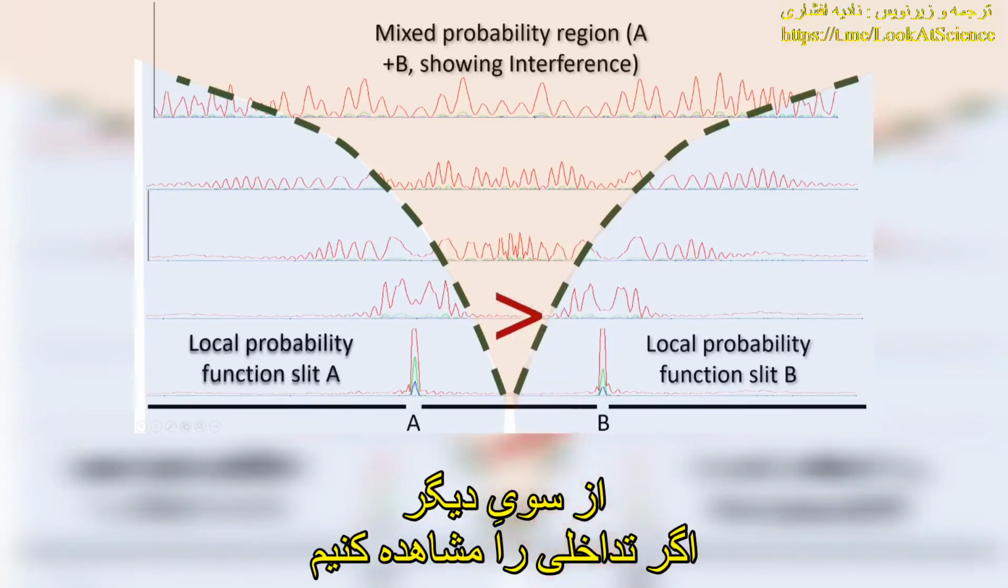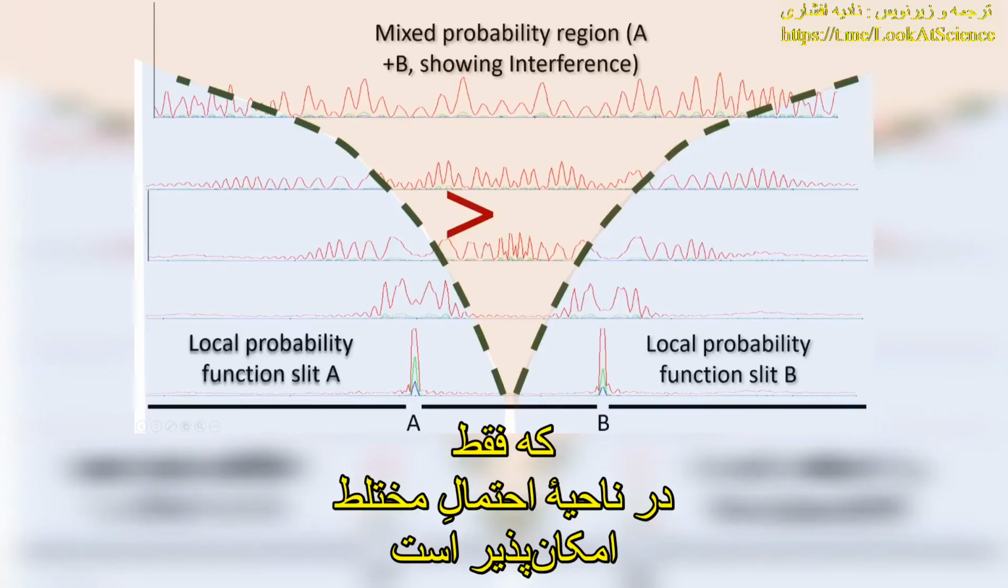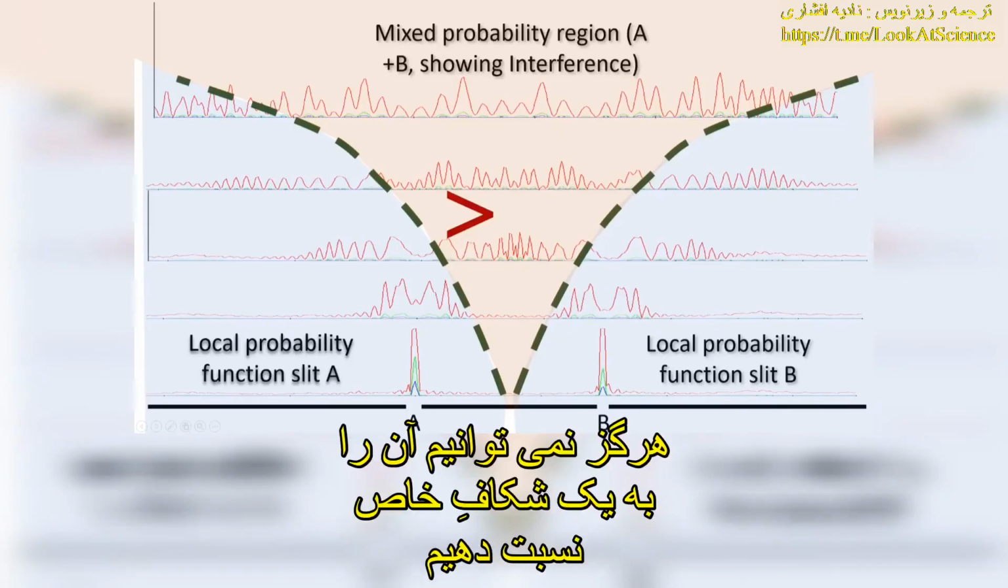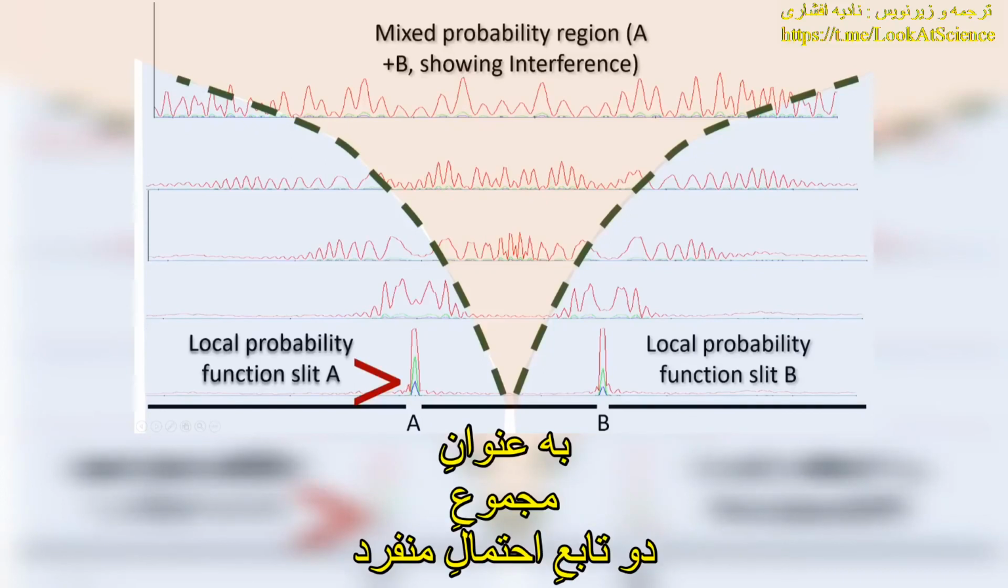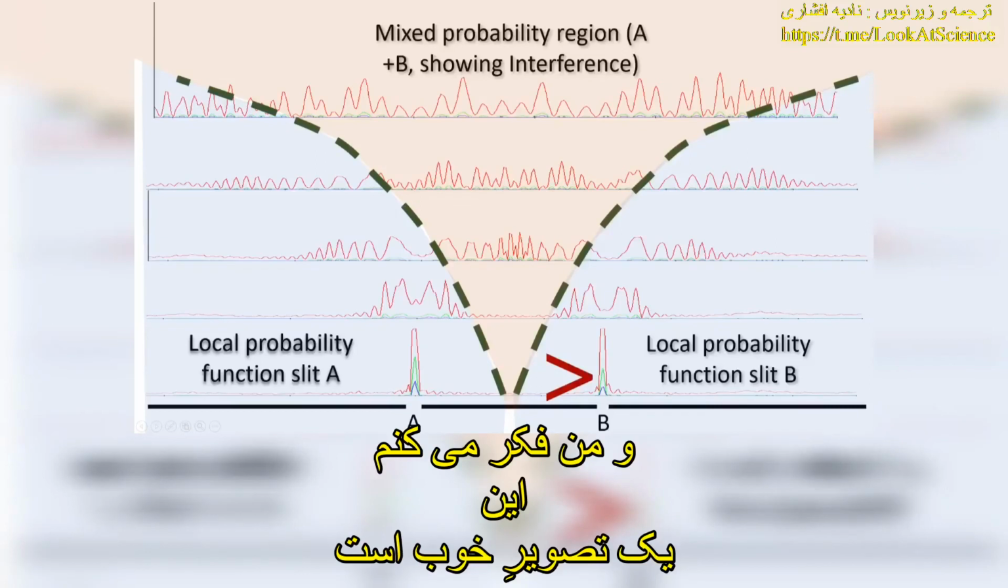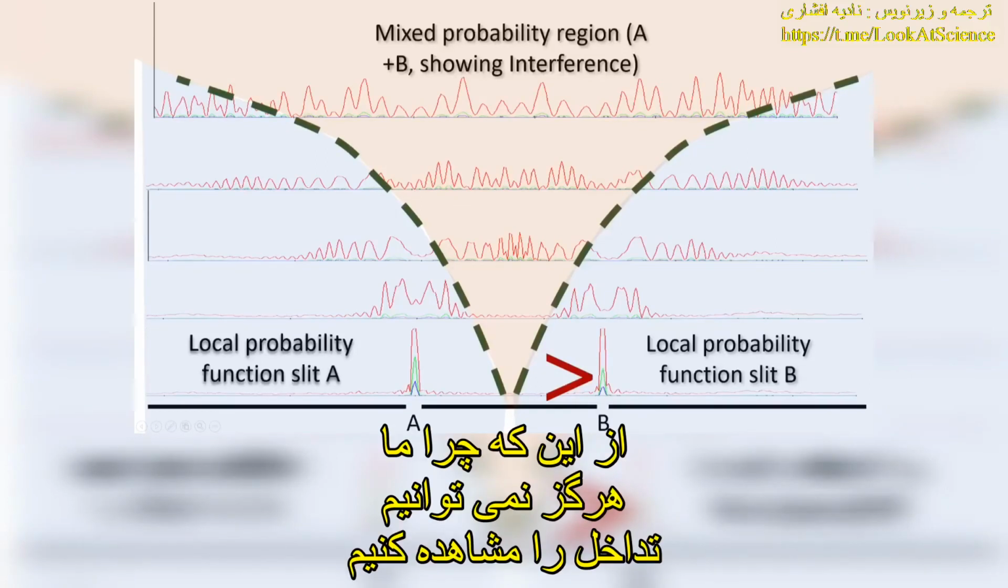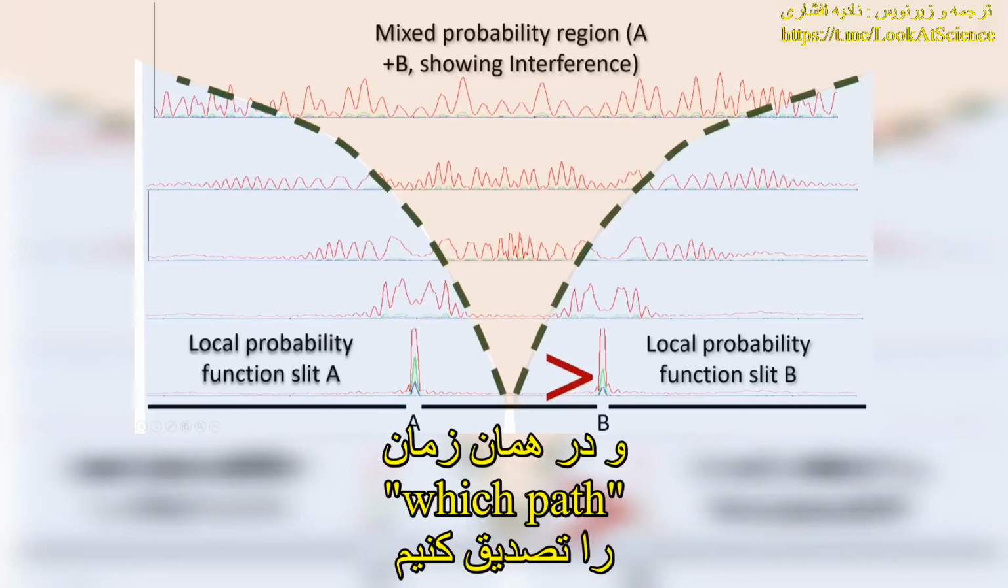On the other hand, if we observe interference, which is only possible in the mixed probability region, we can never assign this to a particular slit, simply because the mixed probability can only exist as the sum of two individual probability functions. And I think this is a nice illustration of why we can never observe interference and establish which path at the same time.